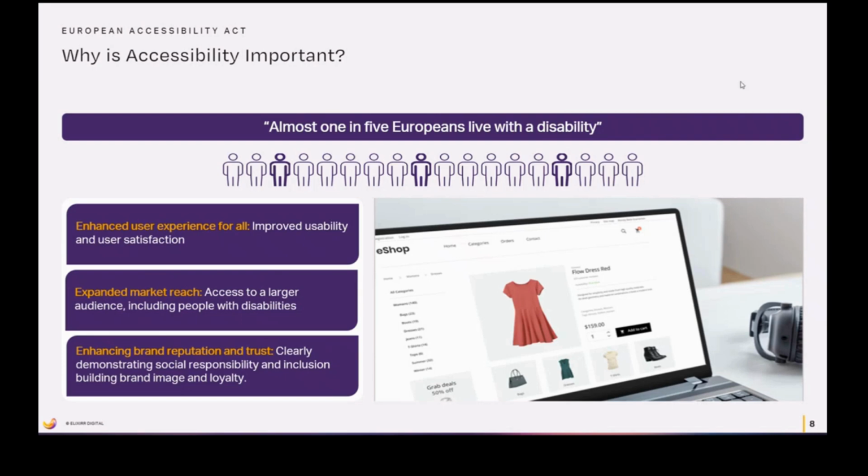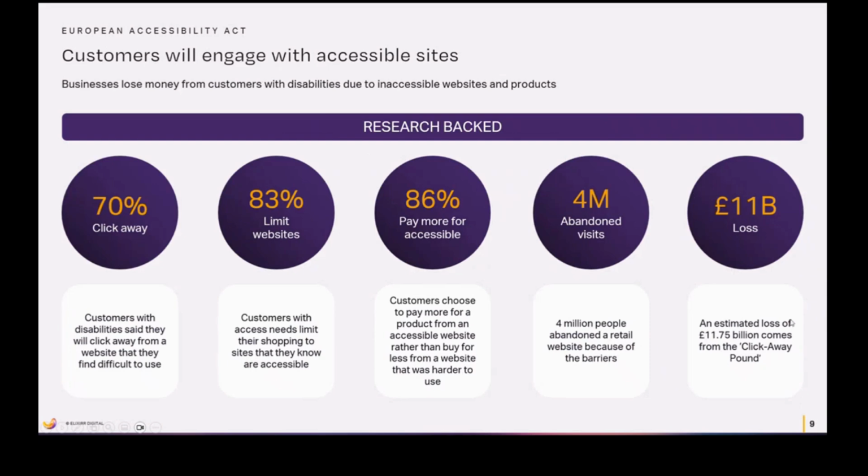So if we move on to the next slide, we can have a look at some of those stats that I mentioned. So it's a commercial fact that businesses lose money from customers with disabilities due to inaccessible websites and products, and that's across the 5 stats below. So 70% of customers living with disabilities say they will click away from a website that they find difficult to use. So that's a huge chunk of possible visitors.